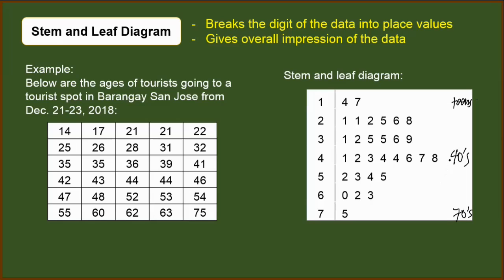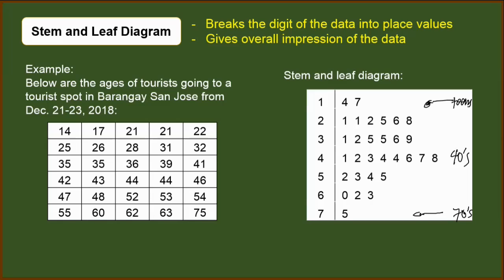So this is what we mean when we say we are given the overall impression of the data. We can see where the data lie closely to each other. Where are the extremes? In this case, the extremes are the 70s and the teens, so we can visualize what this data means. This data can be a basis for the owners of the stores in that tourist spot so that they can make more improvements to their businesses.